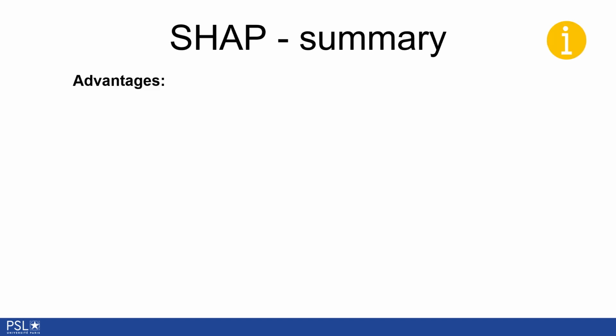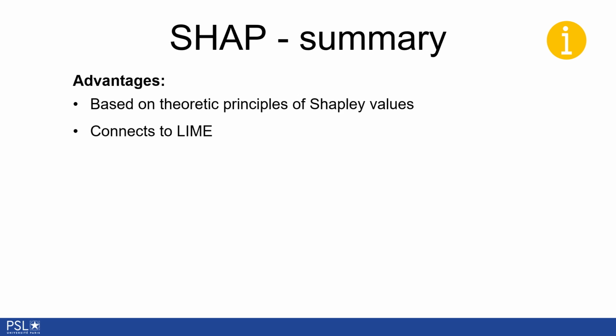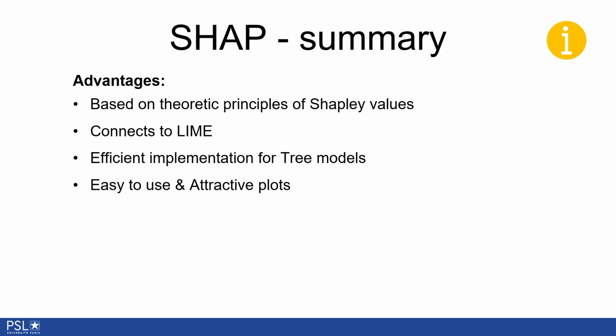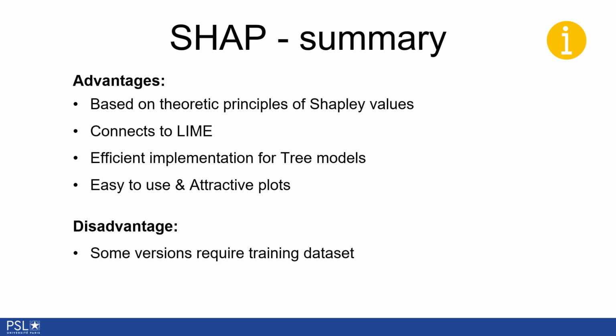To summarize, SHAP has a number of advantages. It is based on theoretical principles similar to Shapley values. It is directly connected to LIME, which provides a more direct interpretation than Shapley values. An efficient implementation is available for tree models, so it is easy to use and generates attractive plots. The main disadvantage is that some versions of SHAP may require the full training dataset.